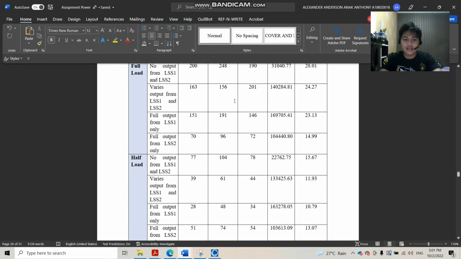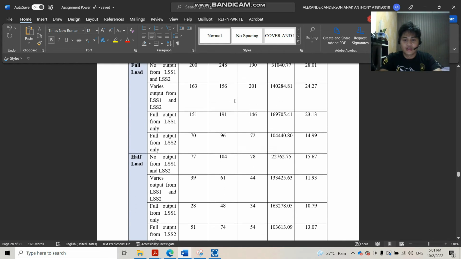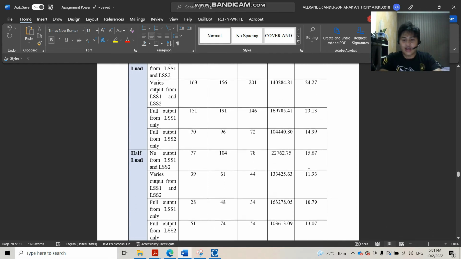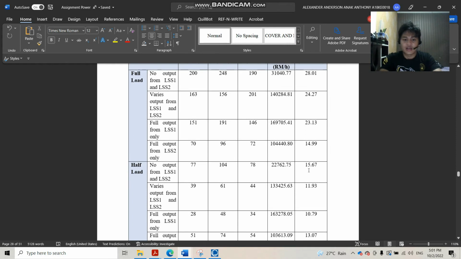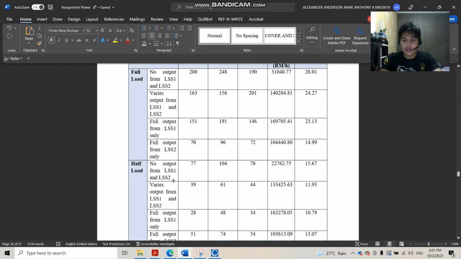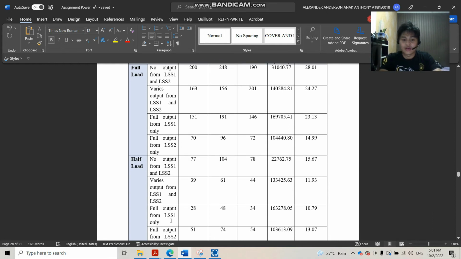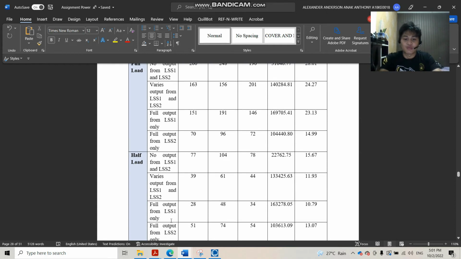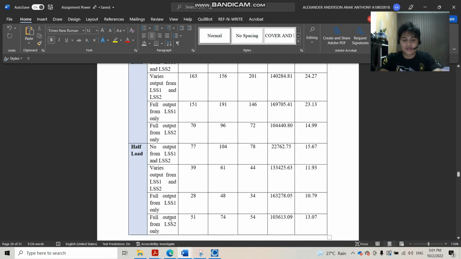And for the half load, the highest is the same, which is no output from LSS1 and LSS2. The lowest is the full output from LSS1 and LSS2, and the full output from LSS2 only. So that's all from me.